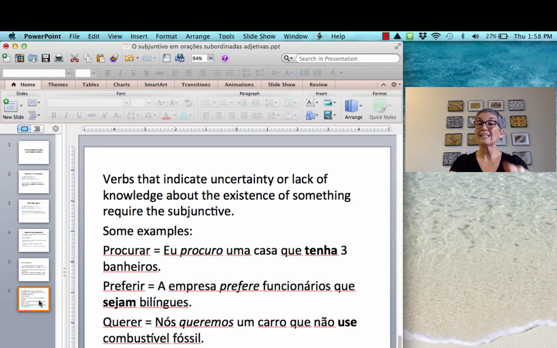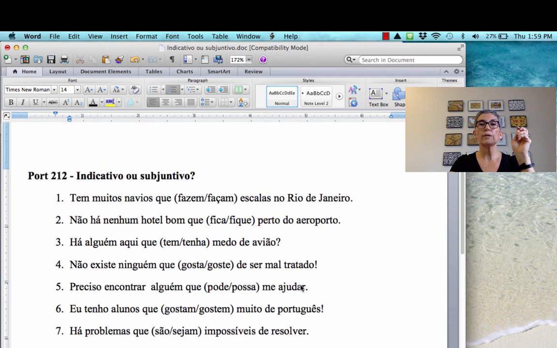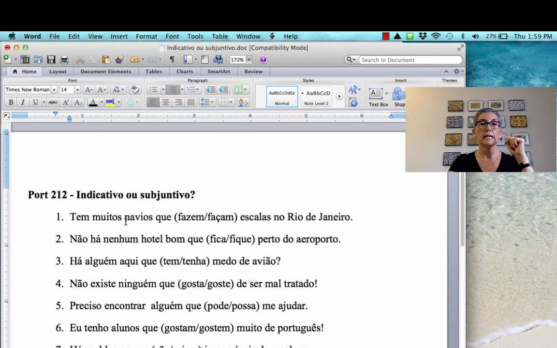Nós queremos um carro que não use combustível fóssil. Okay? So these verbs, whenever you see them, you have to use the subjunctive. Okay? So let's take a look at some sentences here where you have to pick one or the other.